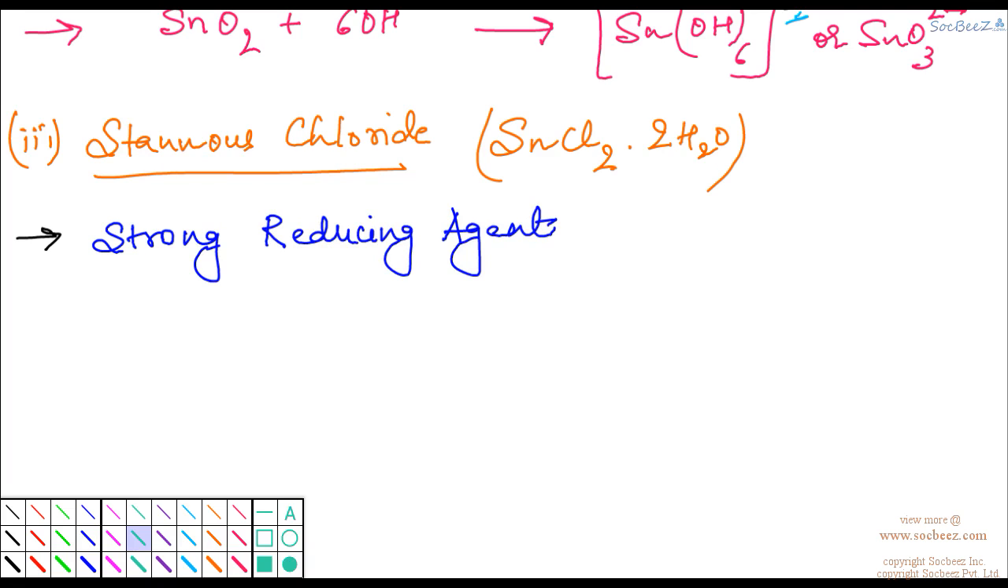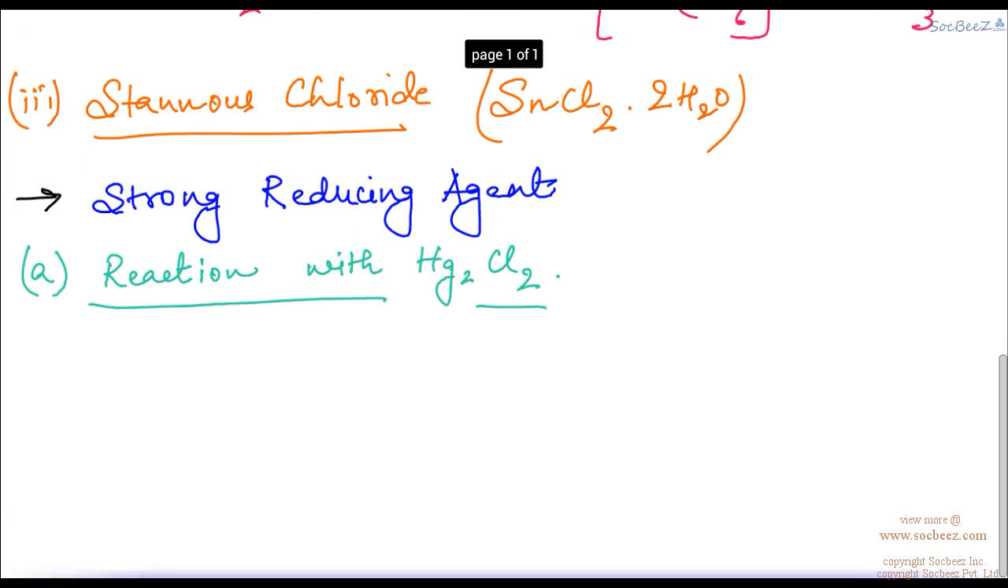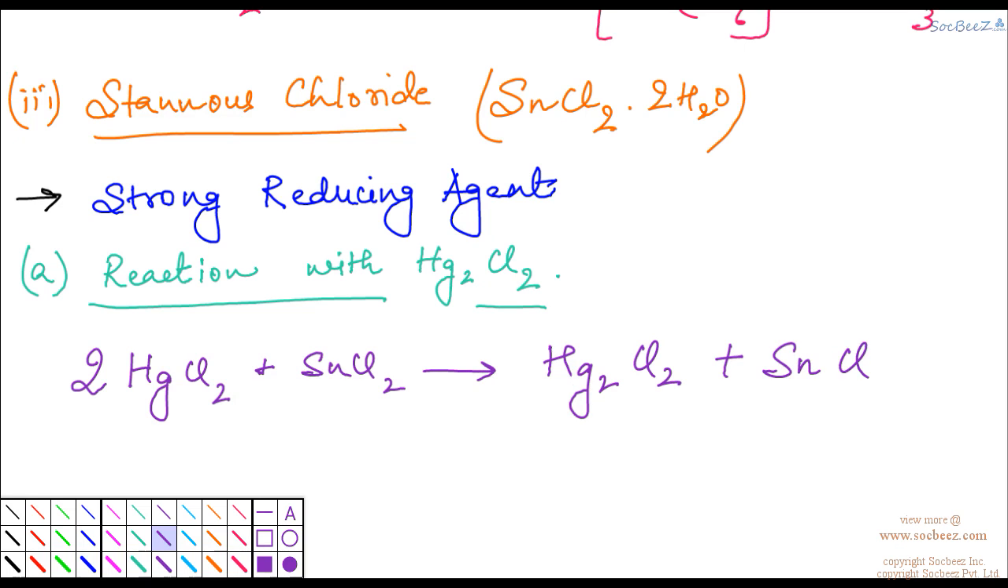The reaction depicting this is as follows. This reaction is important: the reaction with HgCl2. What happens in this case is that when SnCl2 reacts with HgCl2, SnCl2 first reduces HgCl2 to Hg2Cl2 and itself gets oxidized to SnCl4.